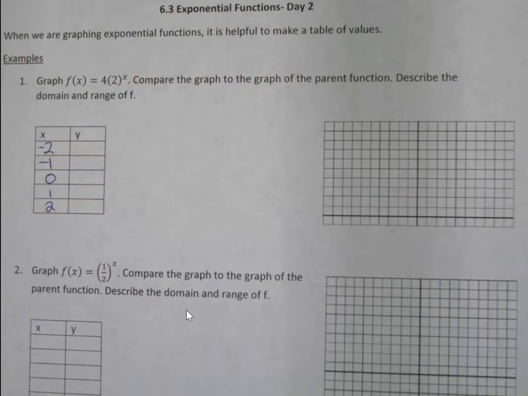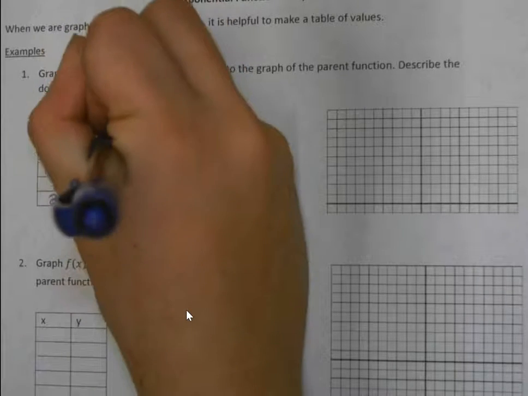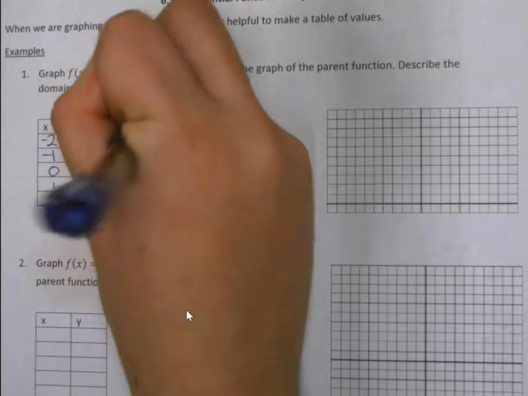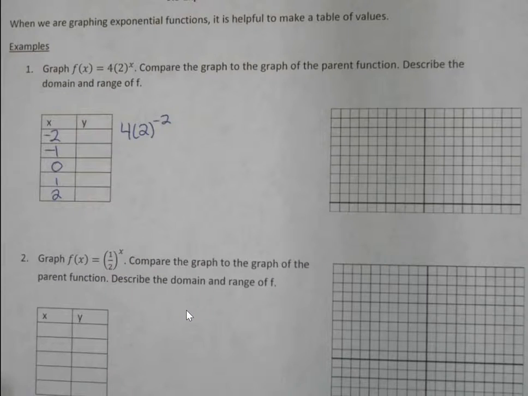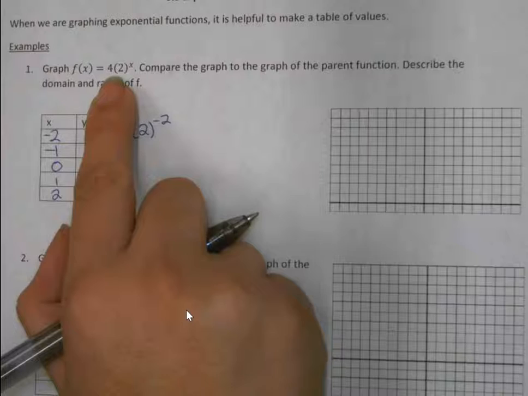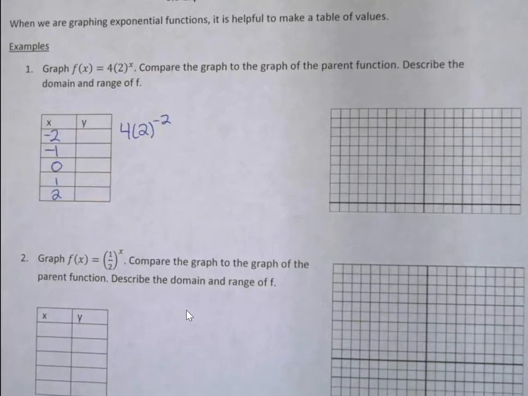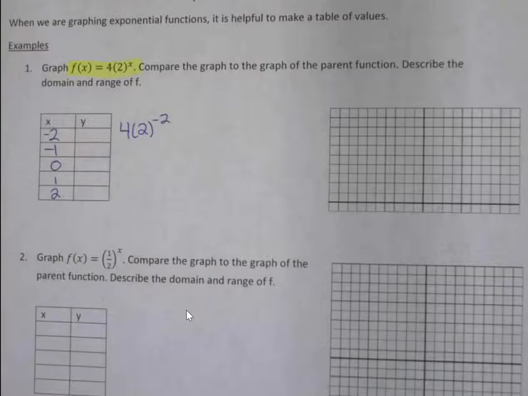Okay, so for each of these, I'm going to plug them in for the exponent. So I plugged in -2 for the first one. This is my equation, 4 times 2 to the x. I can highlight it so we know. So what do I get when I plug -2 in for the exponent?